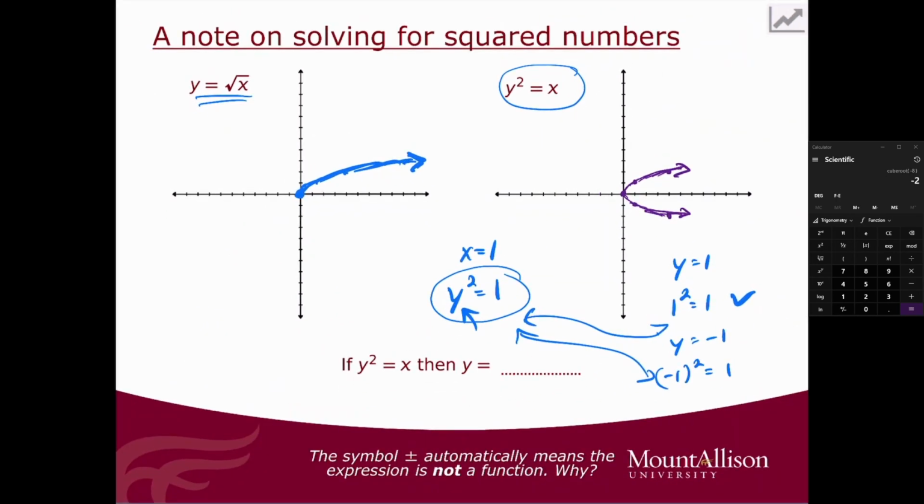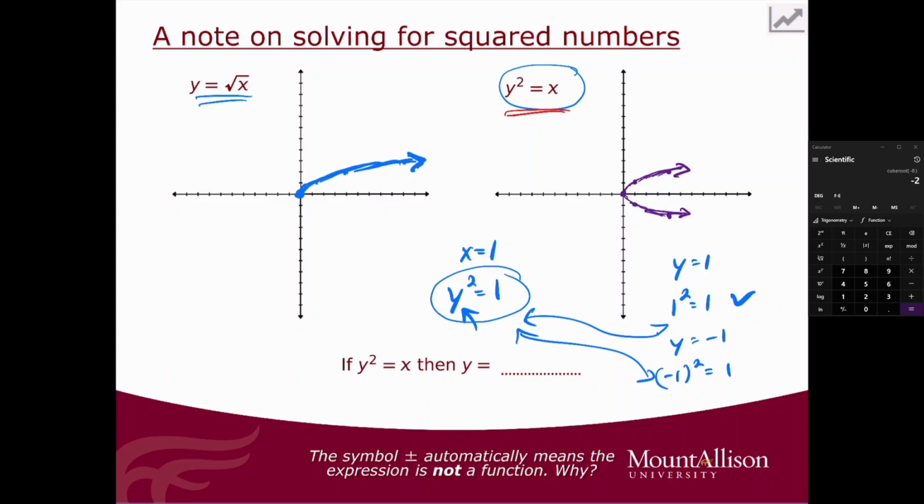So it's not a function because it does not pass the vertical line test. If I draw my vertical line here, there are 2 places where it hits, and it should only hit 1 place if it's going to be a function. But it does solve this equation, this y squared is equal to x.